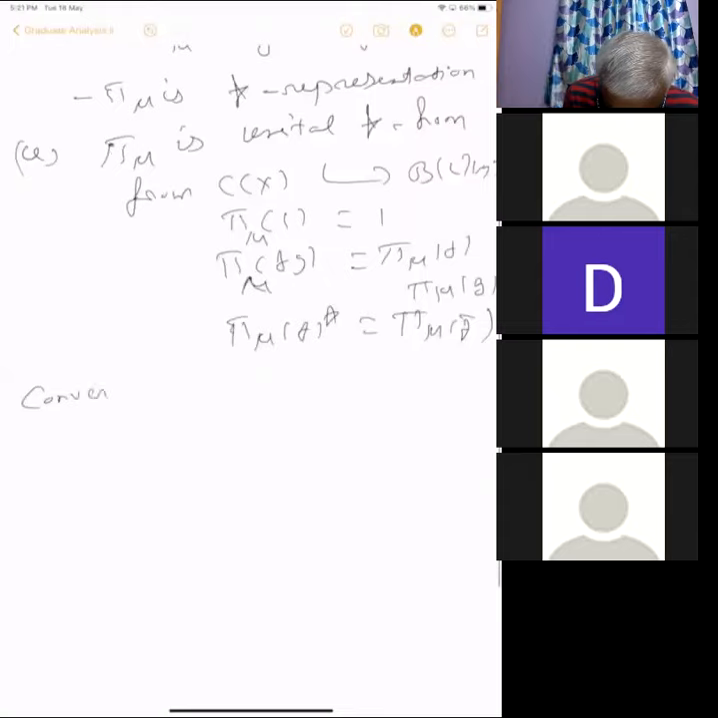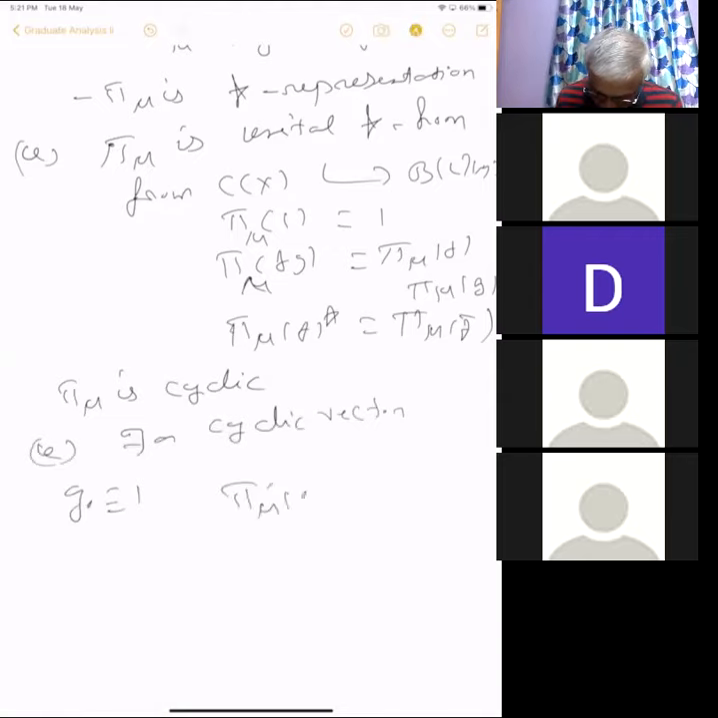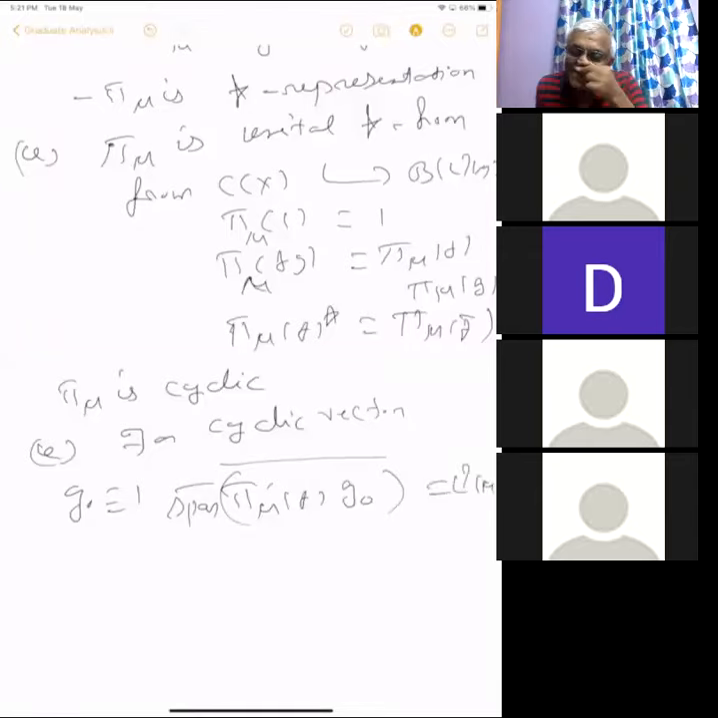Conversely, we proved the converse. And this pi_mu is a cyclic representation. That is, G0, the constant function 1, is a cyclic vector. If you take pi_mu(f) G0, the span and closure of this is the whole of L2. It is just clear because C(X) is dense in L2(mu).